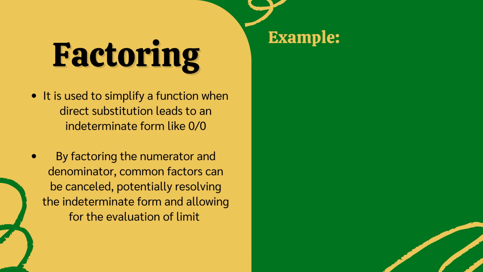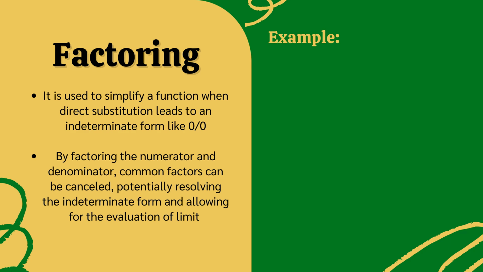So, what is factoring? It is used to simplify a function when direct substitution leads to an indeterminate form like 0 over 0. By factoring the numerator and denominator, common factors can be cancelled, potentially resolving the indeterminate form and allowing for the evaluation of the limit. I'll give you an example to help you understand it better.